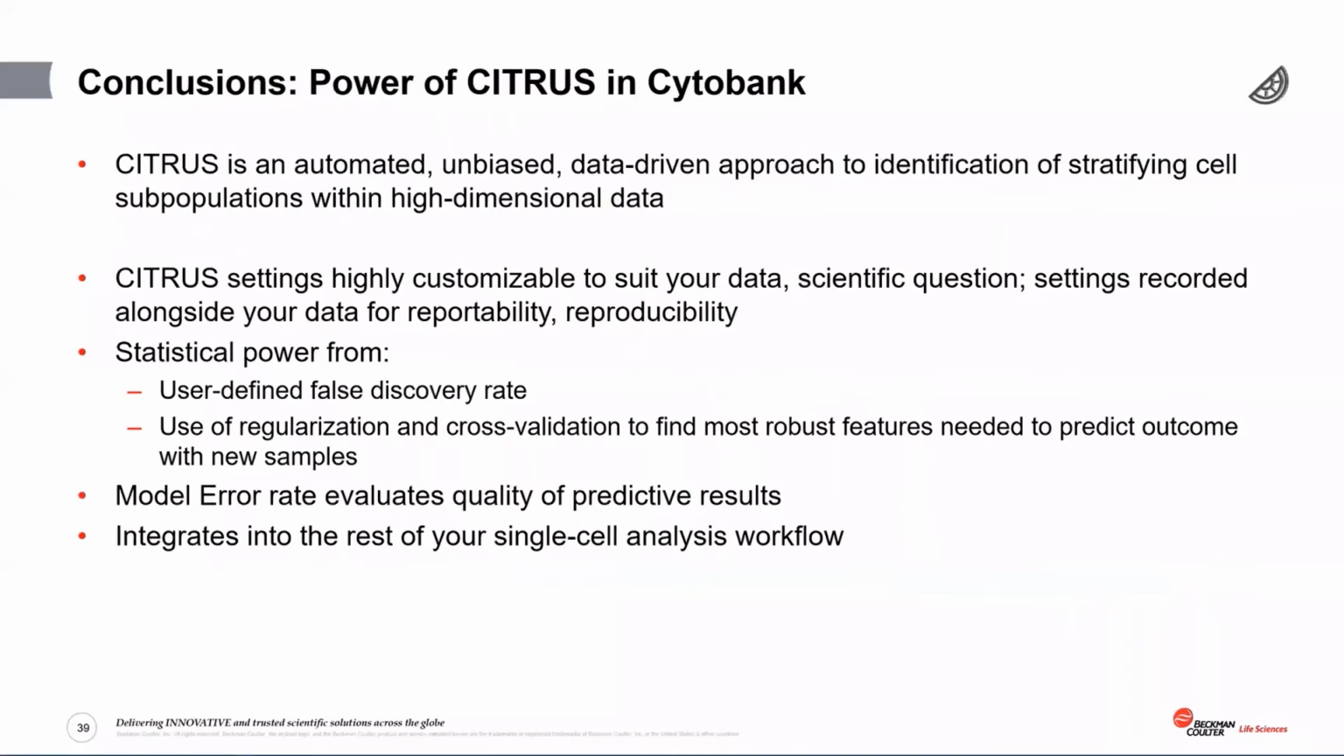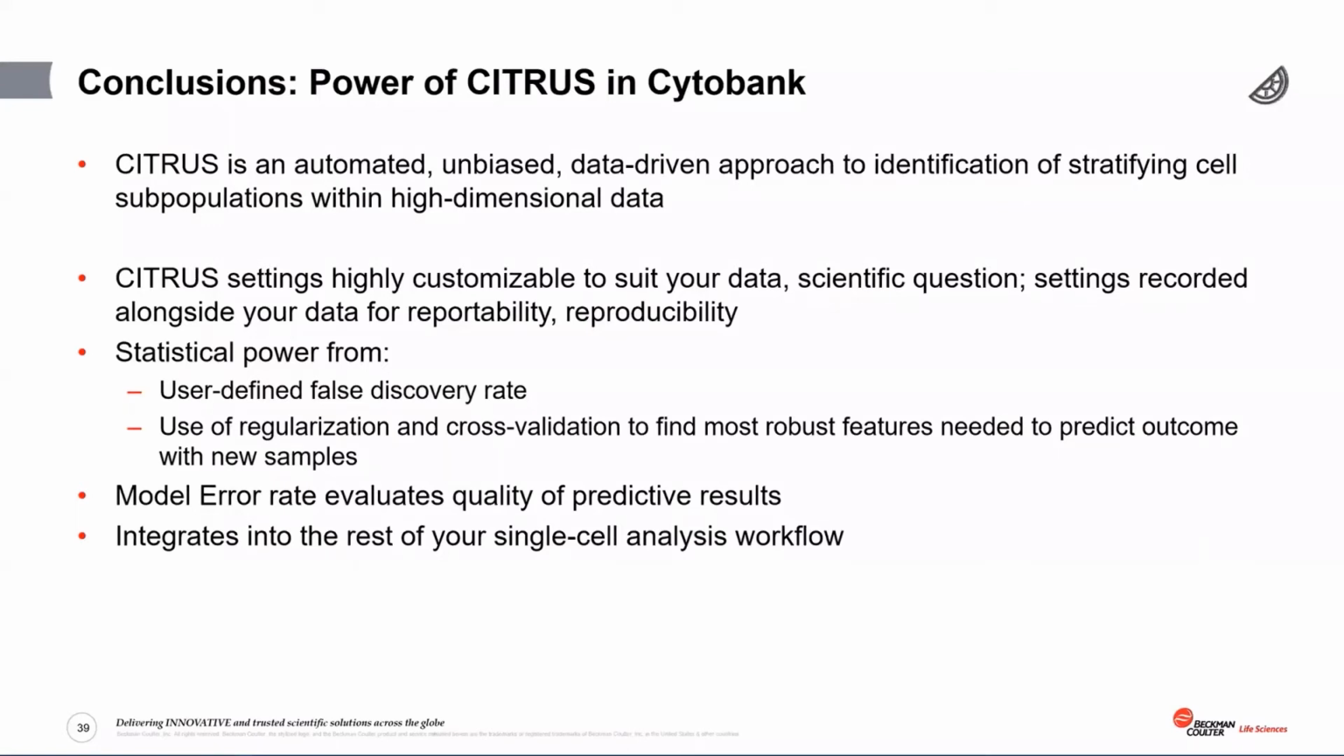In our short session together today, I've shown you how Citrus is a very powerful data-driven approach to automatically identifying and stratifying subpopulations or biomarkers in your high-dimensional data. It's very customizable to suit your data, your scientific question, and your statistical needs. The statistical power of Citrus comes from being able to set a false discovery rate and the use of regularization and cross-validation to ensure the best predictive model is being generated.